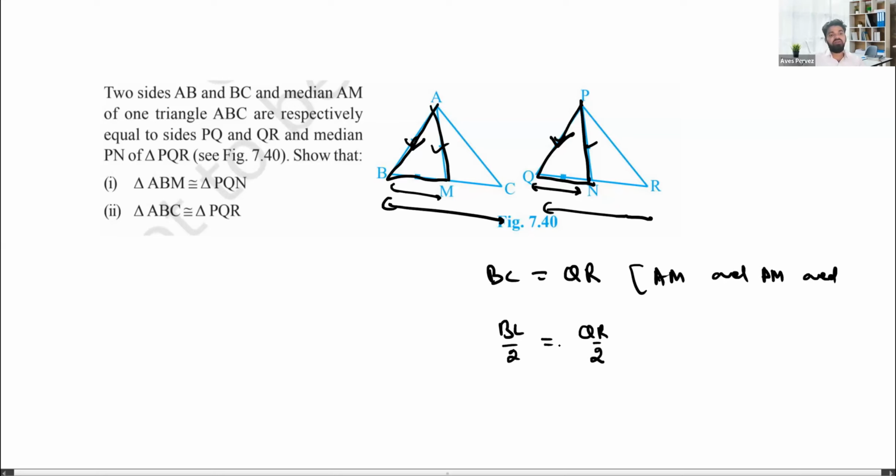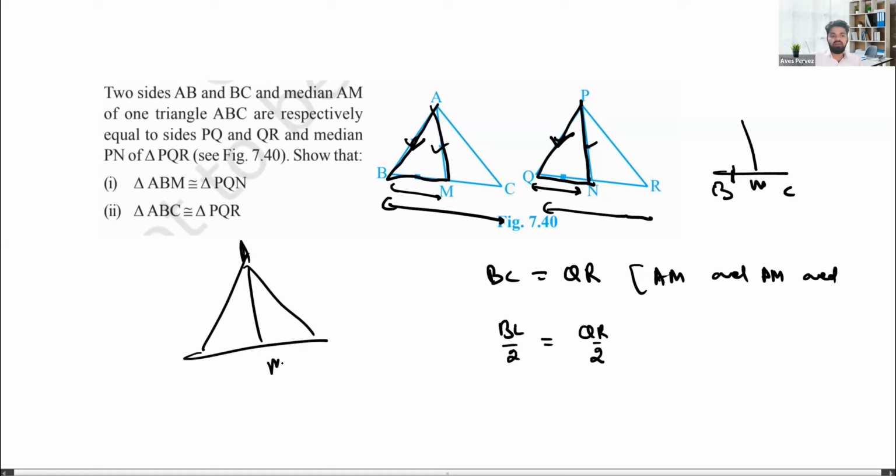So what can you write for BC by 2? BC by 2 is actually BM. Why? Because this is a median. A median divides the third side into two equal parts. If AM is the median, this side will be equal to this one. This is the midpoint, so half of BC, I can write BM, and half of QR, I can write QN.